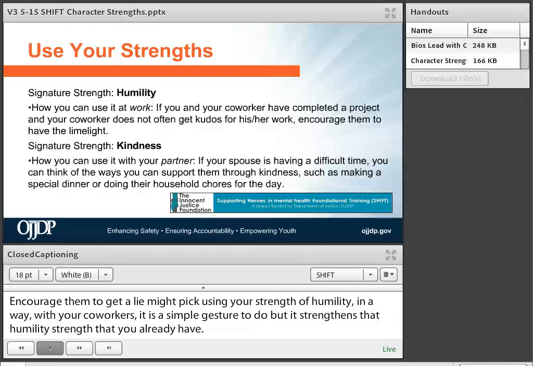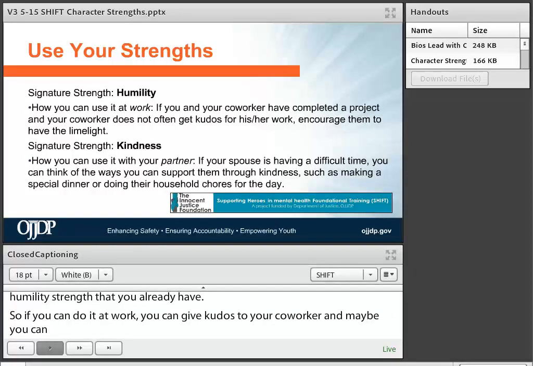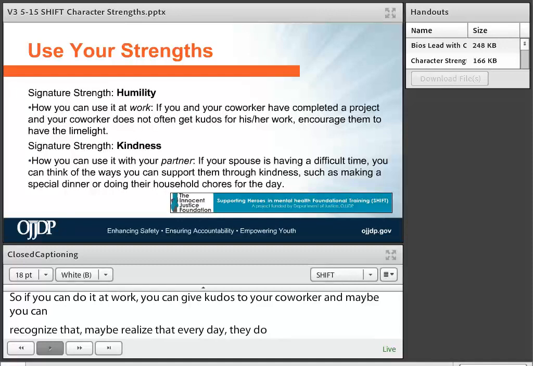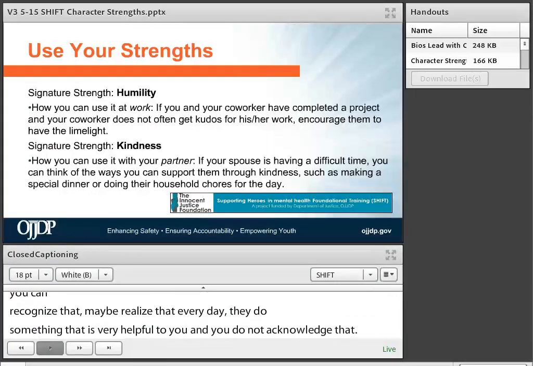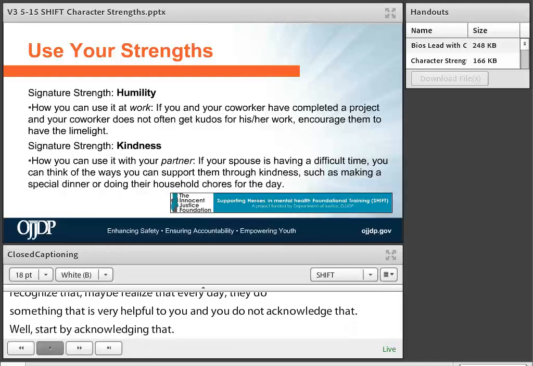Maybe you can recognize that in your spouse or your children. Maybe you realize that every day they do something that's very helpful to you and you don't acknowledge that. Well, start by acknowledging that. Strengthen that humility. Strengthen that ability to recognize and appreciate other people and the things that they do and the important value that they have in your life.